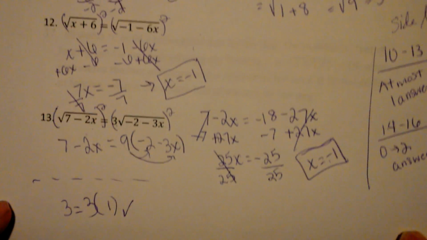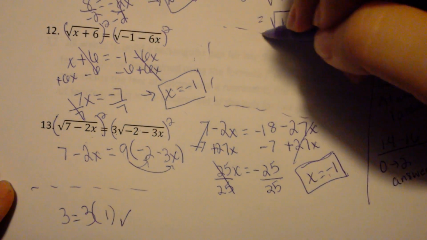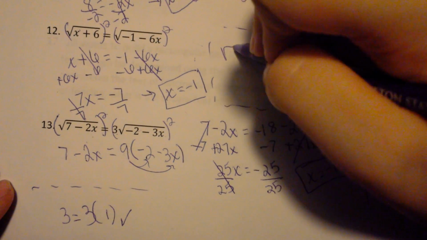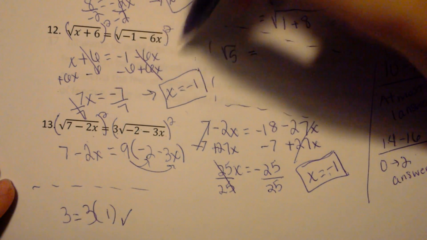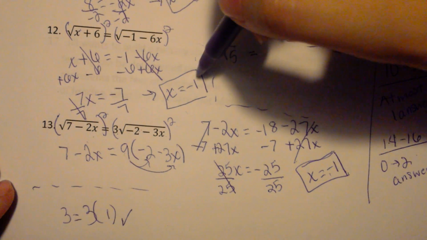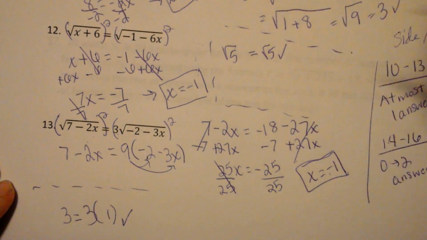On number 12, negative 1 is going to be square root of 5, which I don't care what the value is, as long as the right side is also the square root of 5. So if negative 1 plus 6, that's square root of 5 as well. So that works.